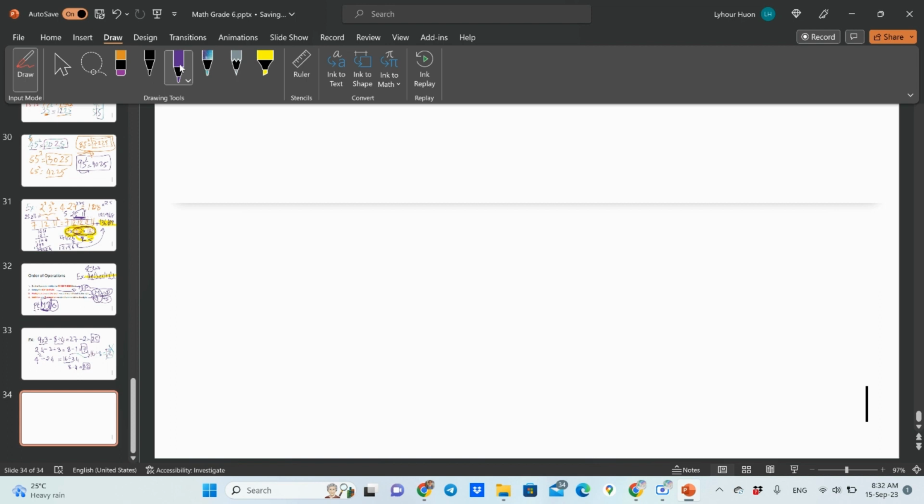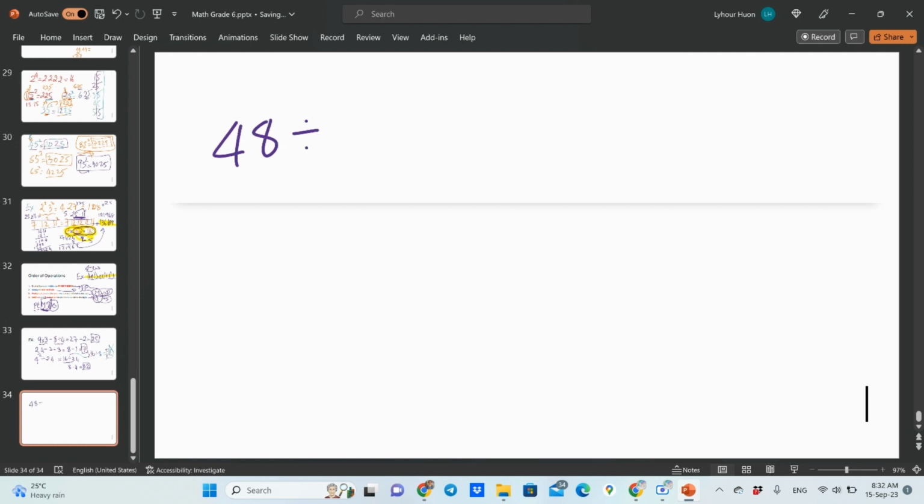Next one is number 4 on the page. 48 divided by 3 times 2 squared equals, what is this equal to? Is it 64? Equal to 64, you read out.